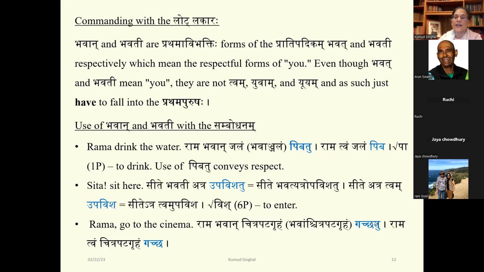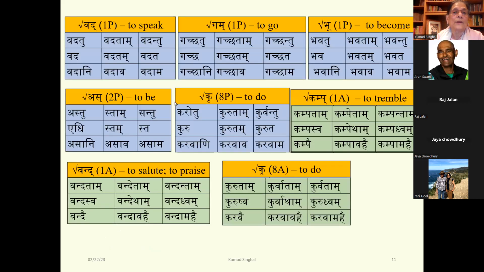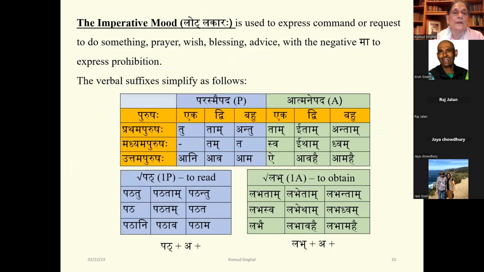So again, gachatu or tvam gacha. Kumaji, where is this tu coming from? Pibatu, this is the prathama purusha ekavachana. Pathatu. Here, pathatu. This is the conjugation; it is tu here. The lot lakara conjugation is pathatu, pathatam, pathantu. So these are the two.